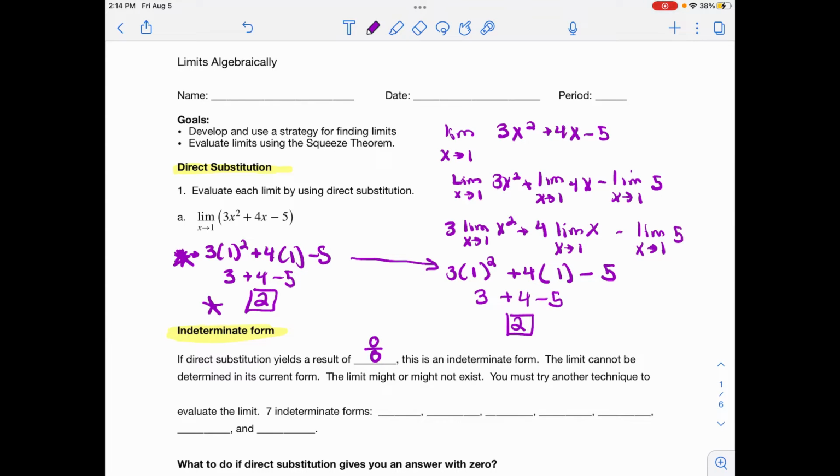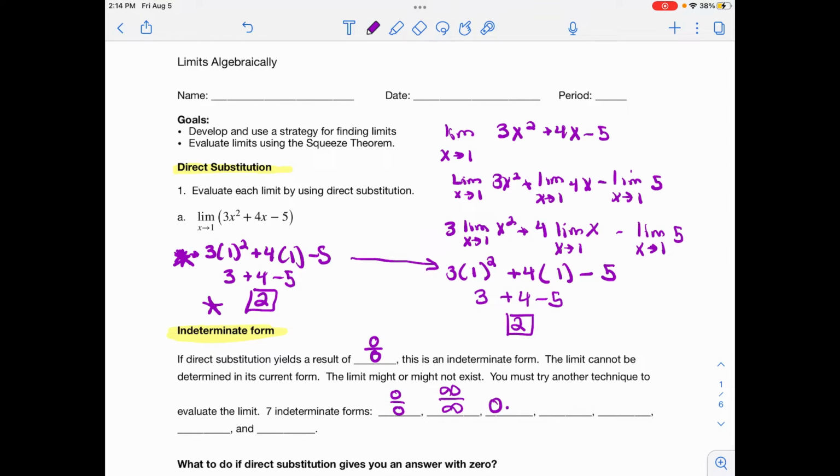Now, the 7 indeterminate forms you need to learn for this calculus course are, of course, 0 over 0, and infinity over infinity. Now this can be plus infinity over negative infinity, or negative infinity over negative infinity. The sign doesn't matter. Mainly you have an infinity divided by some infinity.